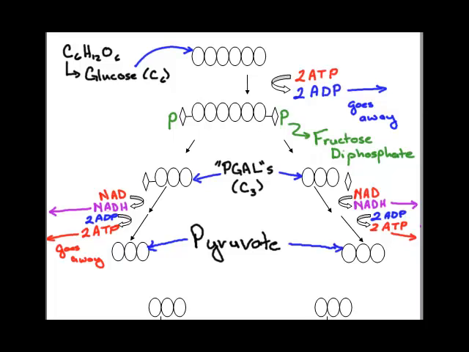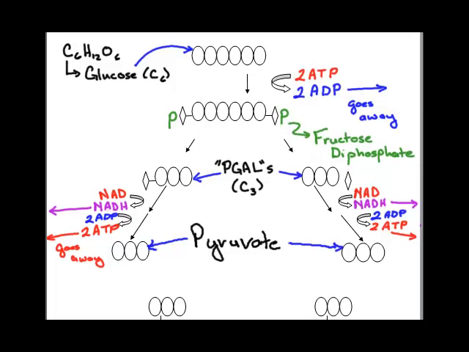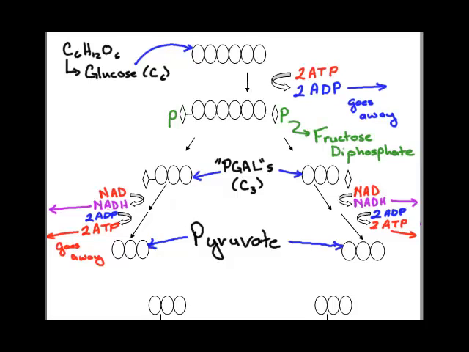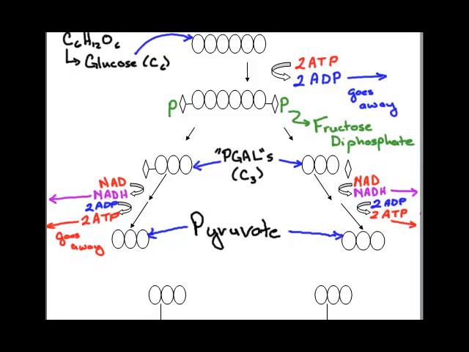Now, this all happens in the cytoplasm, and this is as far as bacteria go. They get a net of 2 molecules of ATP. 2 were used, 4 were made. So we have a net benefit of 2 ATP and 2 NADH.